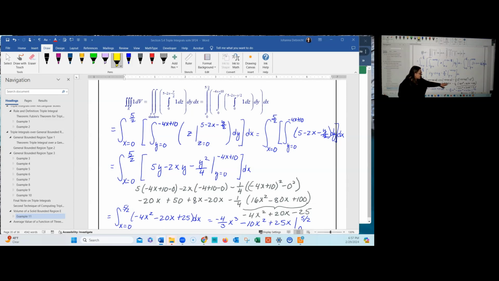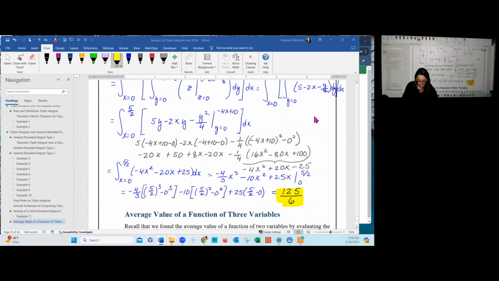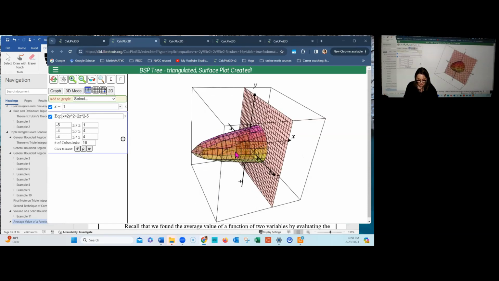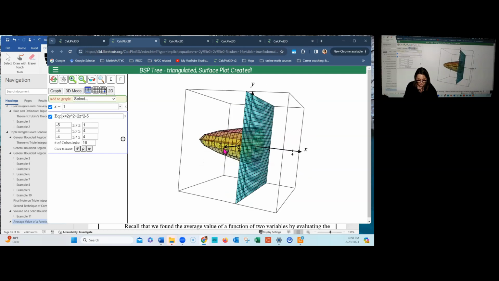When we multiply everything out and simplify, we're left with a new integrand of negative 4x squared minus 20x plus 25, integrated with respect to x from x equals 0 to 5 halves. This gives us negative 4/3 x cubed minus 10x squared plus 25x. Then we substitute in our limits of integration, and we get a final value of 125 divided by 6. This is the volume of what we see when we're looking at this region right here up to the plane x equals 1. That's the volume of our paraboloid region.